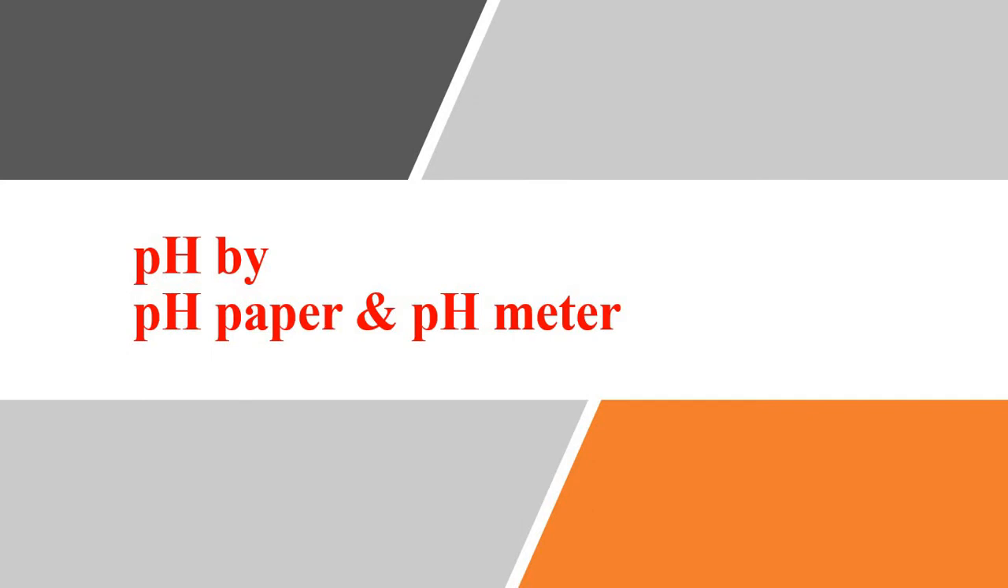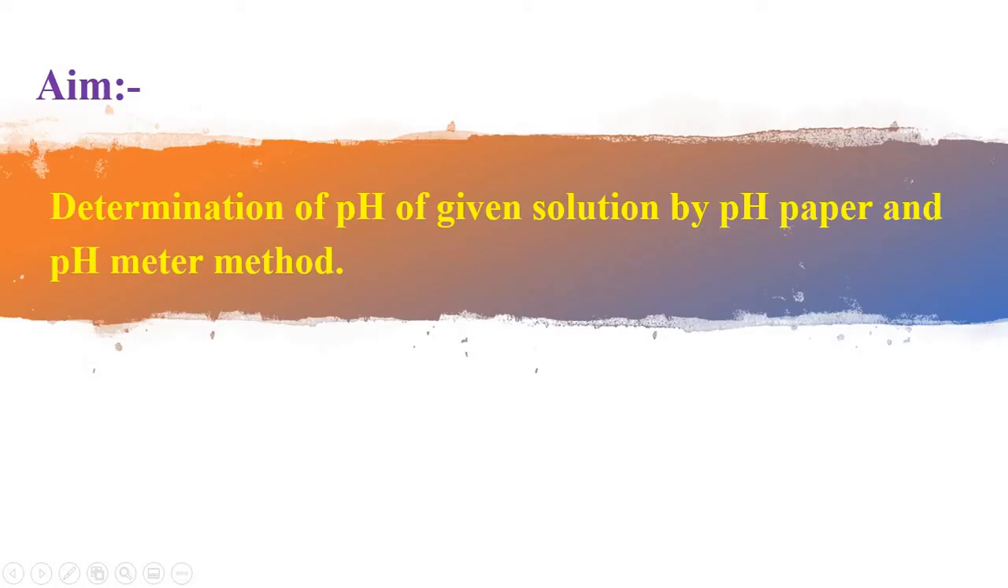In this session, we will see pH by pH paper and pH meter. So pH is nothing but the concentration of H plus ions present in a solution. It is also called as potency of hydrogen. The aim of this practical is determination of pH of given solution by pH paper and pH meter method.